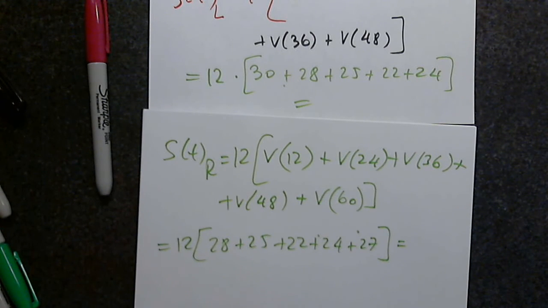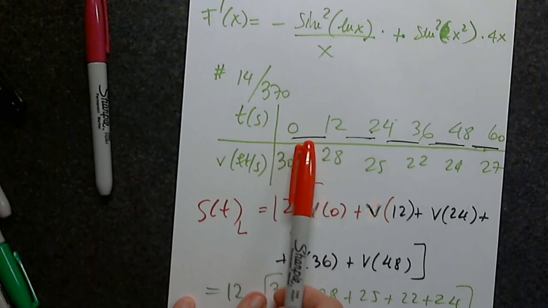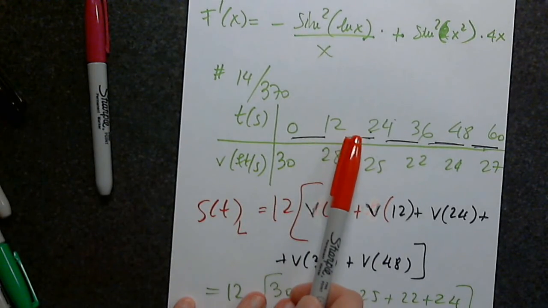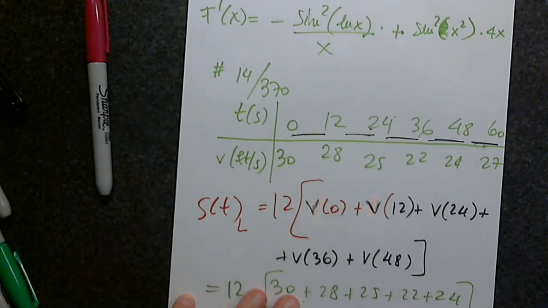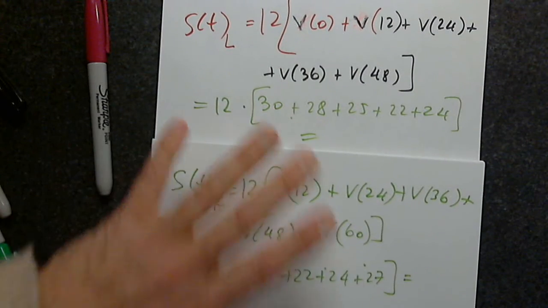Yes, one of them will be an overestimate, and the other one will be an underestimate. We cannot determine the midpoint because we do not have the heights or the function value in the middle of the interval at 6. We don't have the function at 6 or 18 or 30 and so forth. So what do we get for the first one?